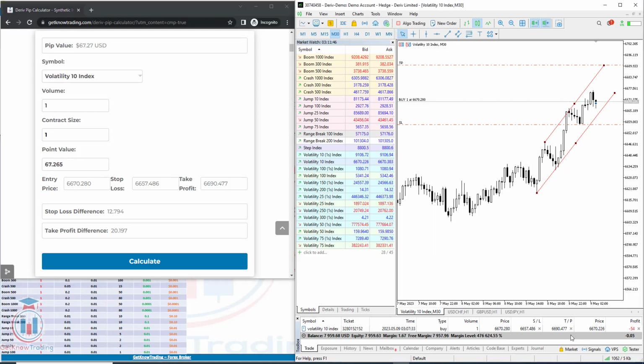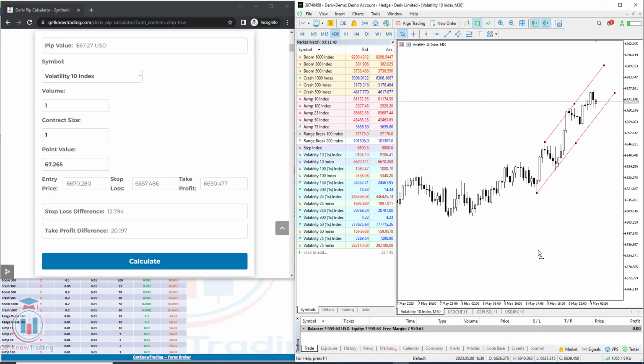Now let's close this order and, for example, open a sell order. A sell order means if you open the sell order at the current price, the stop loss should be above and the take profit should be below. So for example, let's put horizontal lines and put a horizontal line here for the stop loss. The stop loss would be here and the take profit would be, for example, here.